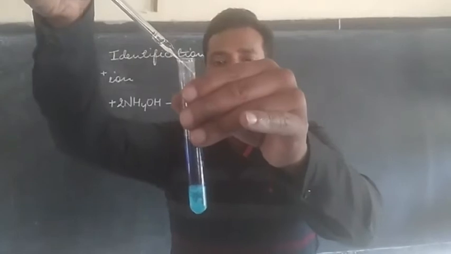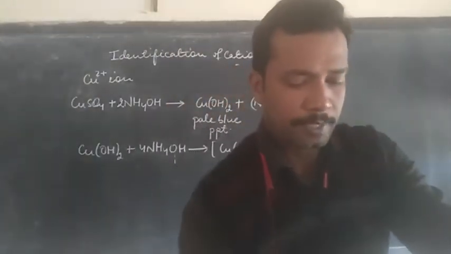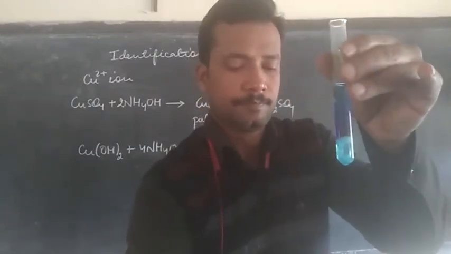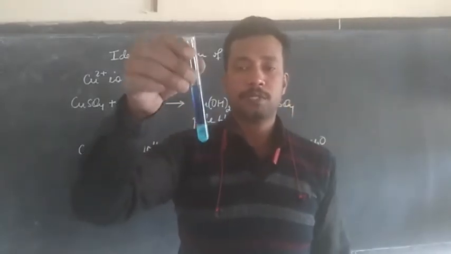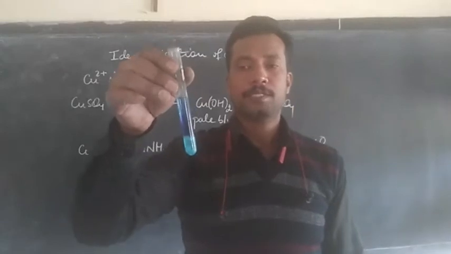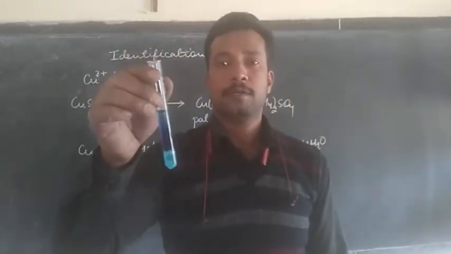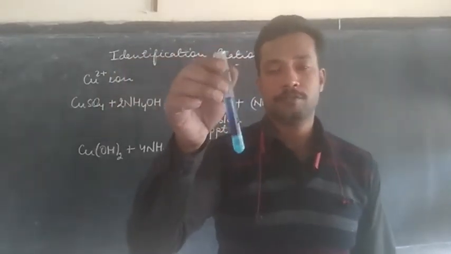So I have added an excess amount of ammonia solution, and slowly it is found that the precipitate dissolves. You can see a deep blue solution has been formed. This deep blue solution is tetraamine copper hydroxide, where the precipitate has completely dissolved.